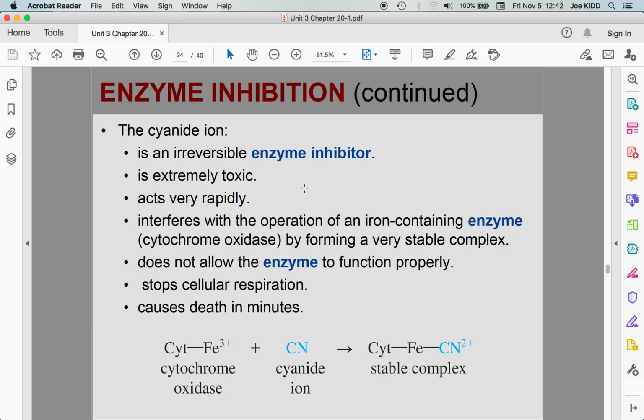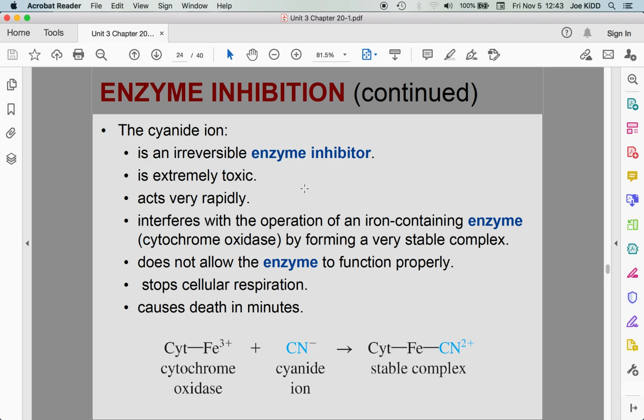So we said cyanide was one of these irreversible inhibitors. Obviously, cyanide is a very toxic poison. It acts very rapidly. Side note, if you've ever ingested it, it tastes like almonds, very bitter almonds. What it does is interfere with the iron in cytochrome oxidase, forming a very stable complex.